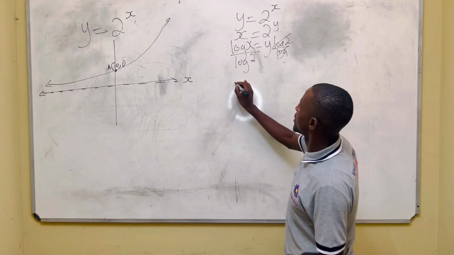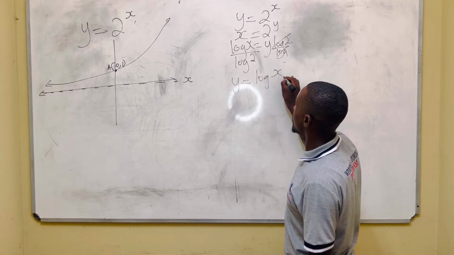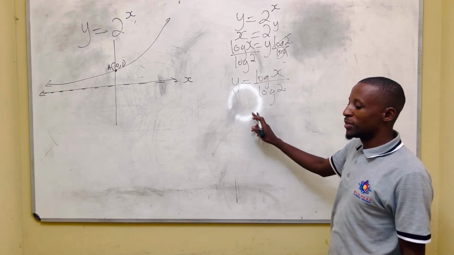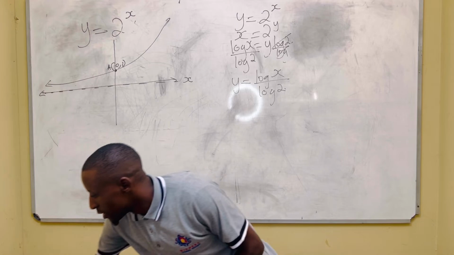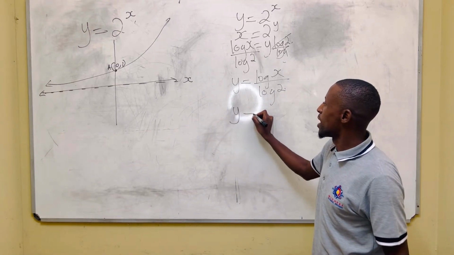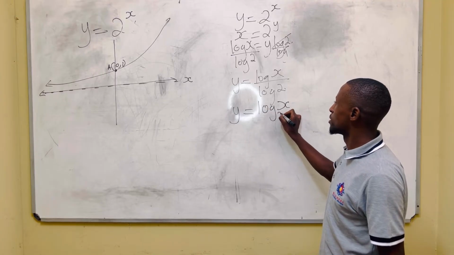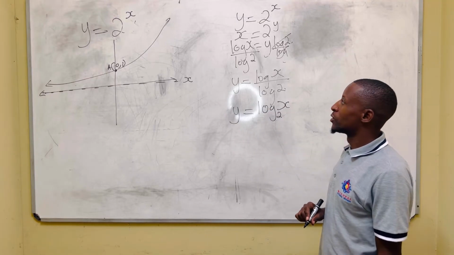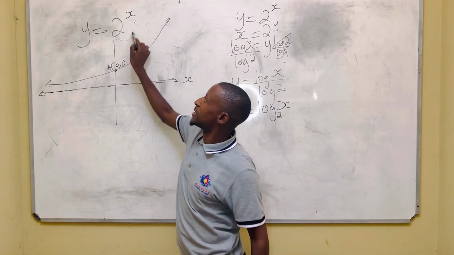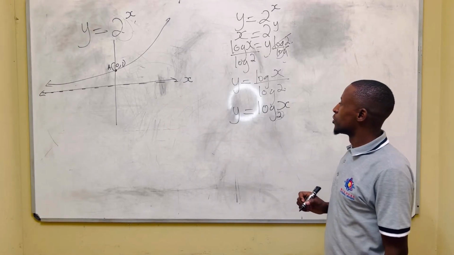This will cancel this. Then you'll be left with y equals log x over log 2. After simplifying this part, this is still the same as y equals log x base 2. So do you see that what was carrying the exponent is now our base? Something like that.